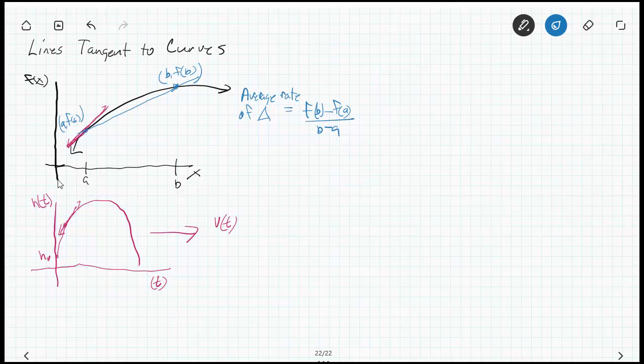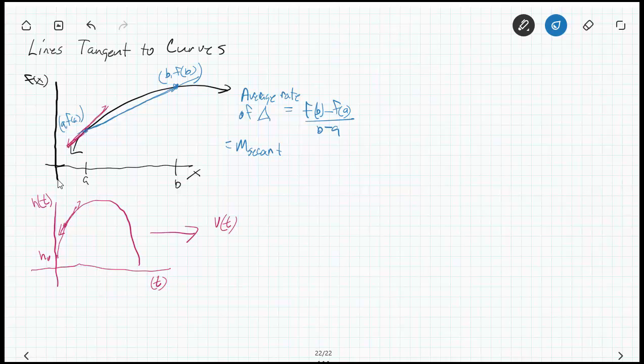Now, here's a word. Another word that we have is the slope of the secant line. This line is referred to as a secant line, not to be confused with the secant that we used in trig, but they definitely have some things in common. It's the same thing. But what I want is the slope of the tangent line.